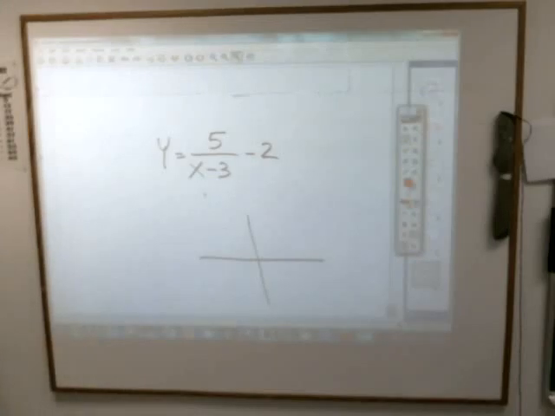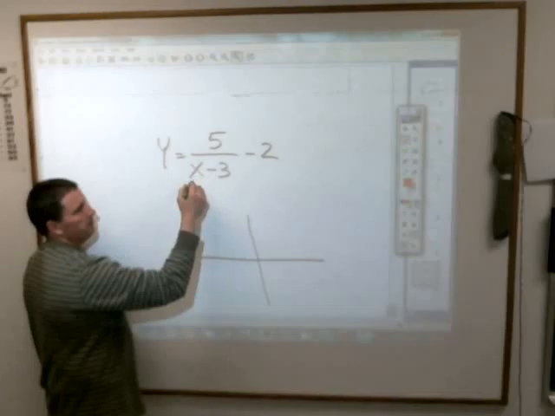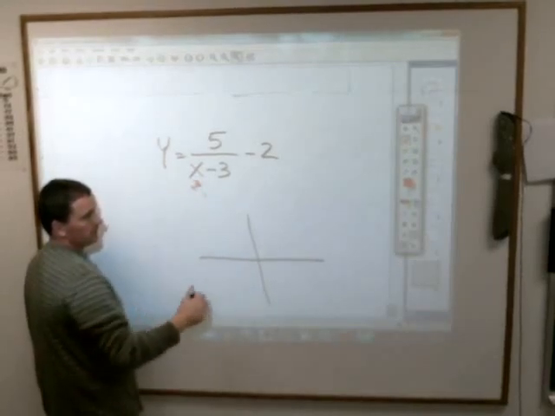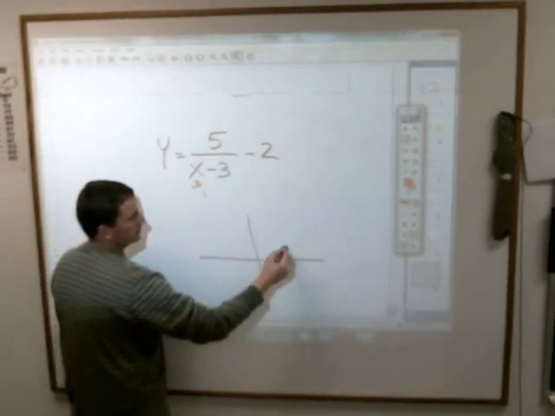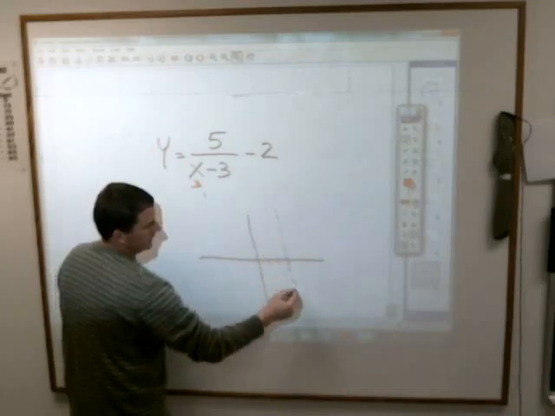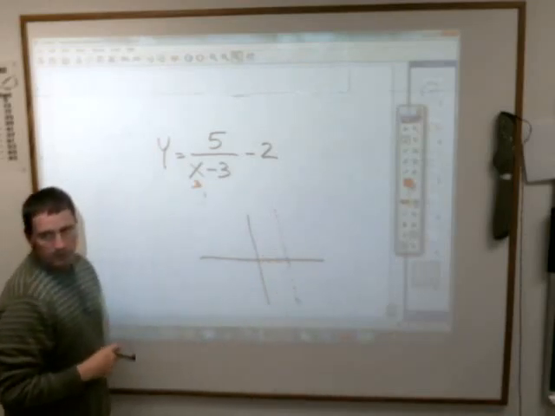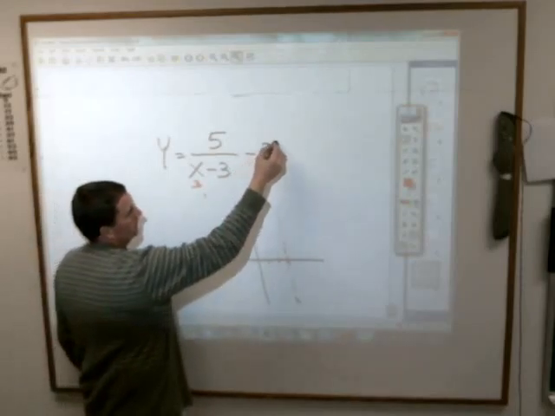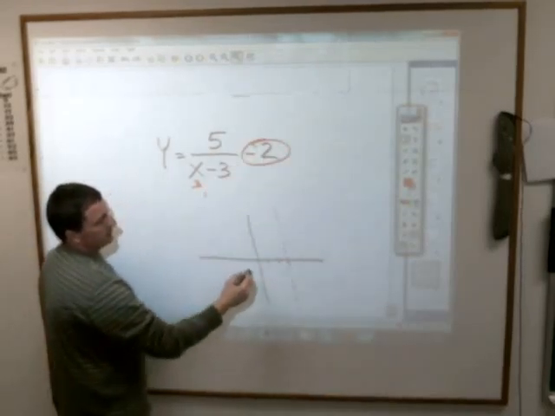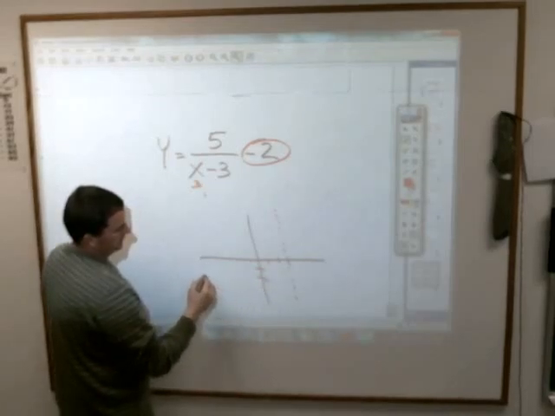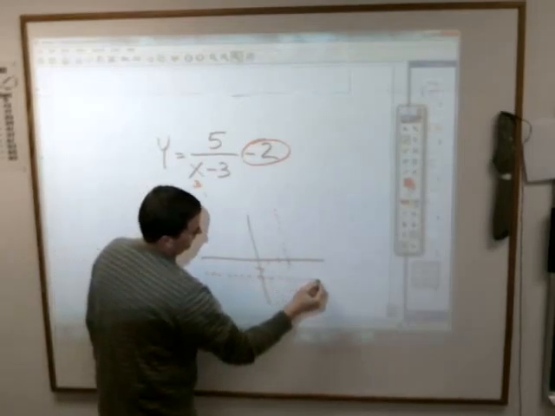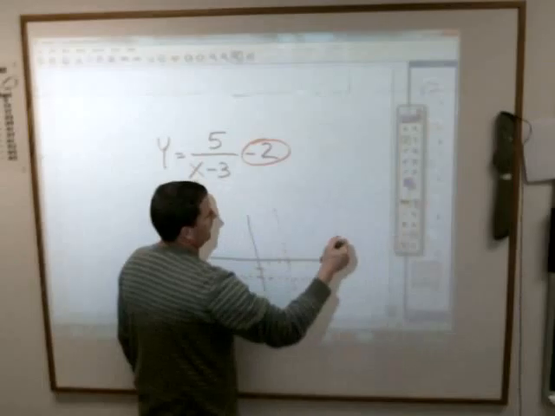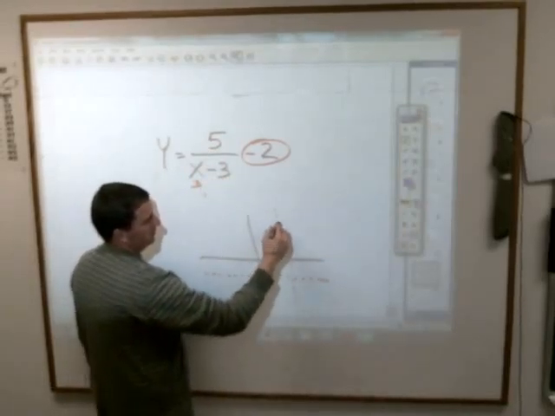So you should be done, and it should look like this. Here at +3, you should have a line that goes straight up like this, a dashed line, because it's whatever makes a 0 on the bottom. The horizontal one should be at -2, which looks like this. And then the graph of your line, as long as this top number is positive, should look like this.